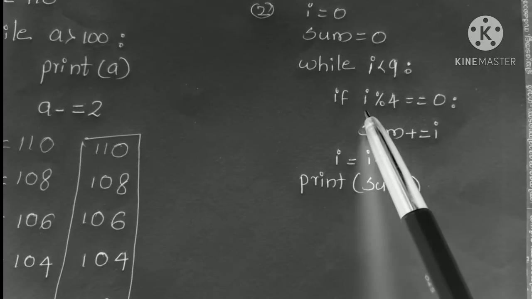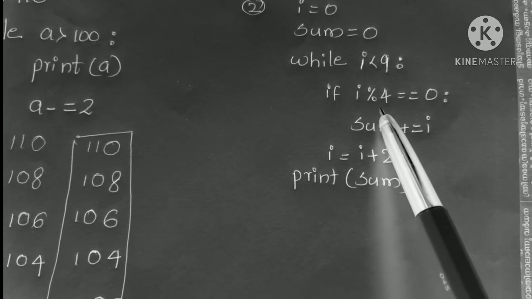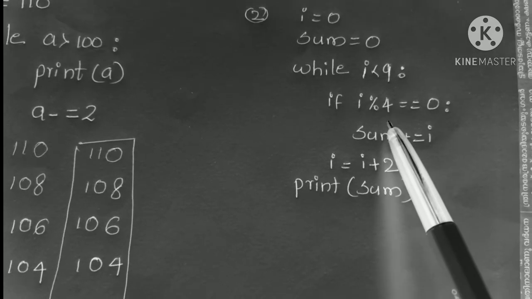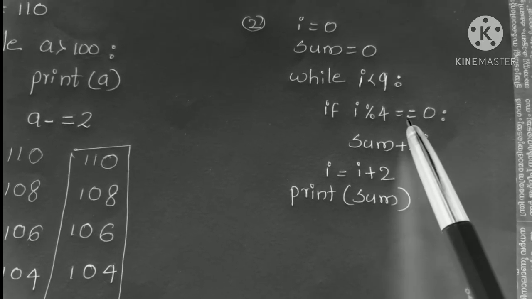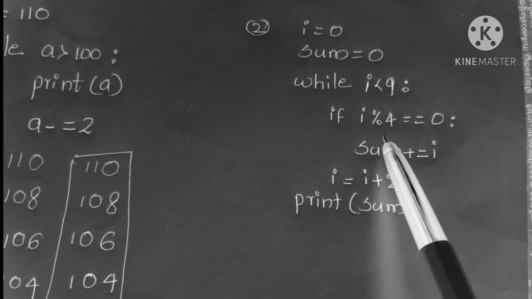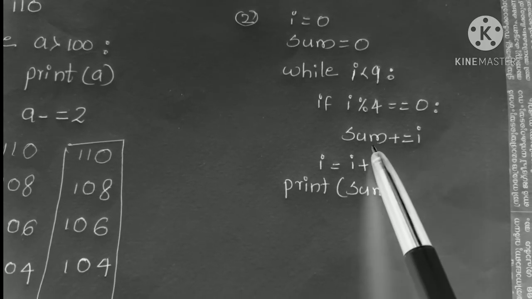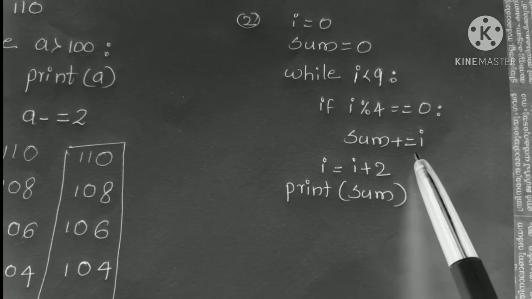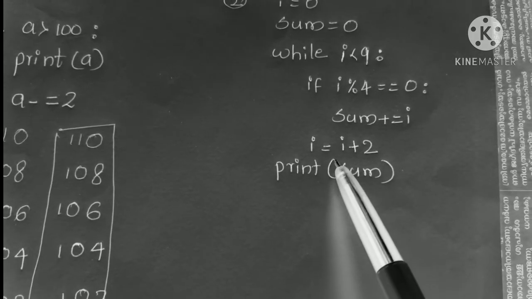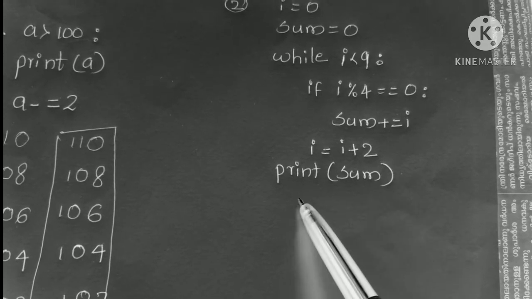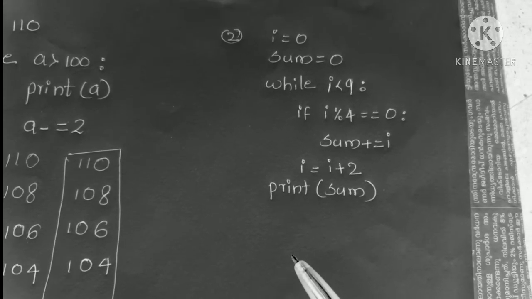If I mod 4 is equivalent to 0, the mod function will give the remainder. When you divide a number, it will give the remainder by using this mod function. Then if this condition is satisfied, the sum will increment by I, that is sum plus equal to I. Then I is equal to I plus 2, print the sum. Let us check what will be the output.